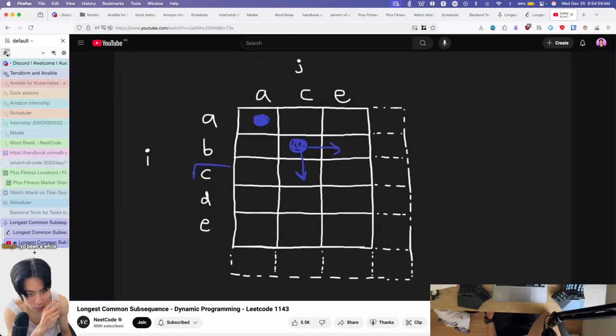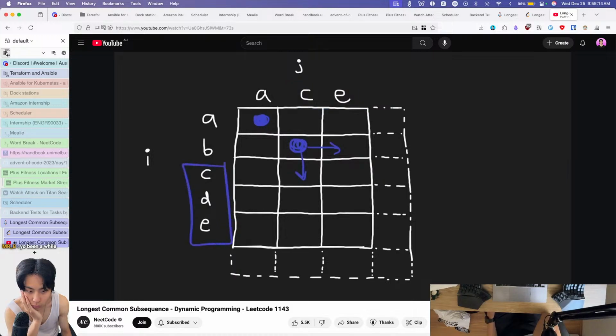But when you look at this string and this string, corresponding to this position, we see that this has a CE, this has a CE, so this is going to end up being a 2. But let me actually solve the rest of it a little bit.